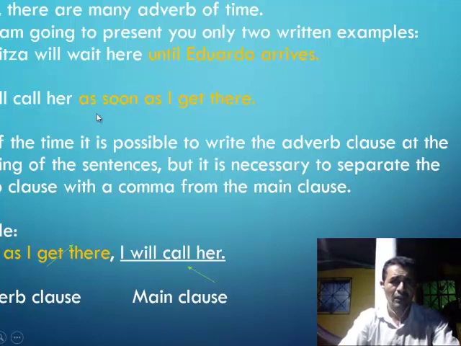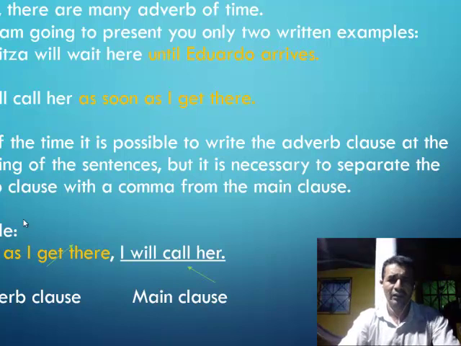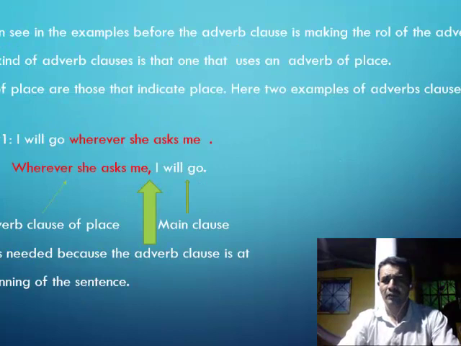Most of the time it is possible to write the adverb clause at the beginning of the sentence, but it's necessary to separate the adverb clause with a comma. Here is an example: As soon as I get there, I will call. Here is the comma, and the adverb clause is at the beginning of the sentence. I will call is the main clause. As we can see in the examples before, the adverb clause is playing the role of the adverb. In other words, the whole adverb clause is taking the place of the adverb.